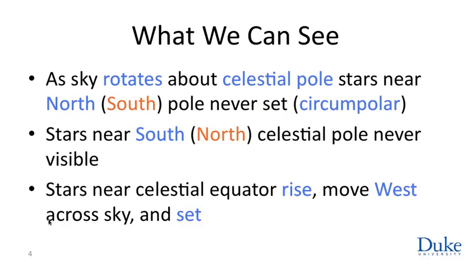Repeating, as the sky rotates above the visible celestial pole, stars close to whatever pole you can see never set, stars near the opposite pole never rise, and stars in between, or near the equator, rise in the east, move west across the sky, and set in the west. Of course, if you're at the North Pole, then half of the sky is circumpolar and never sets, half never rises, and stars can't rise in the east, and therefore at the North Pole, their trajectories are just horizontal circles parallel to the horizon.